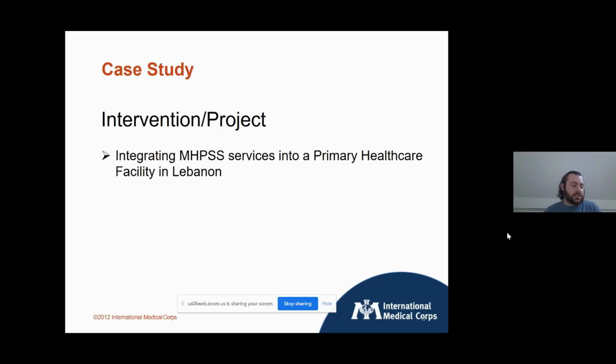And now to the case study. For the case study that we present today, we've chosen the context is Lebanon, and the project is integrating MHPSS services into a primary healthcare facility in Lebanon. What we'll provide today is not the full example of the project that we have in Lebanon at the moment. We have summarized it to a certain extent, just due to the time constraint that we have for this presentation today.